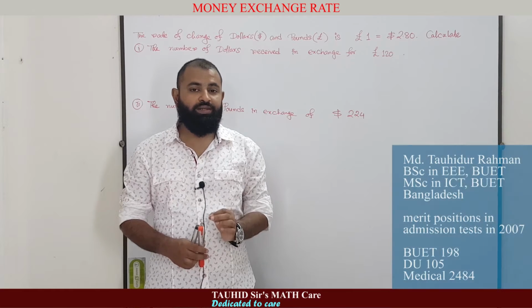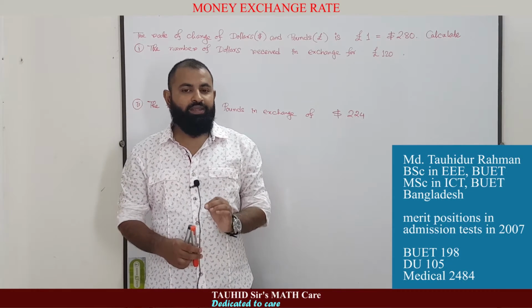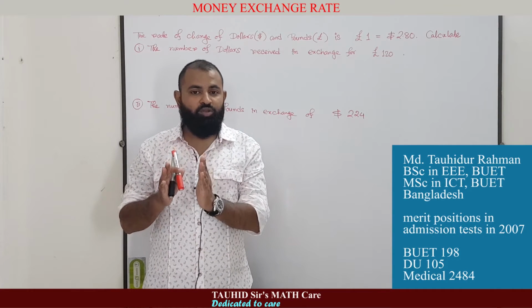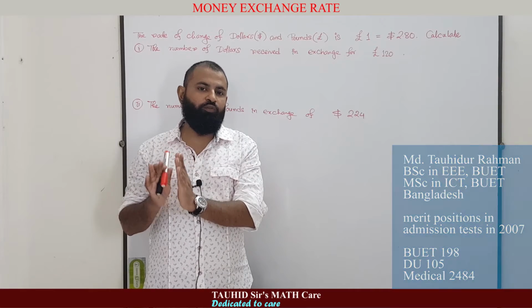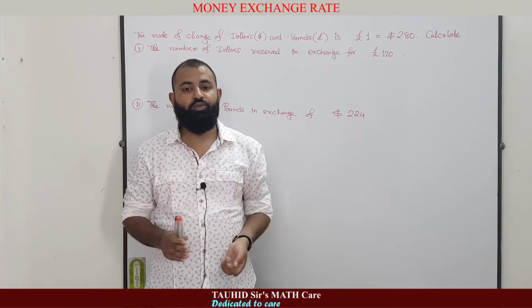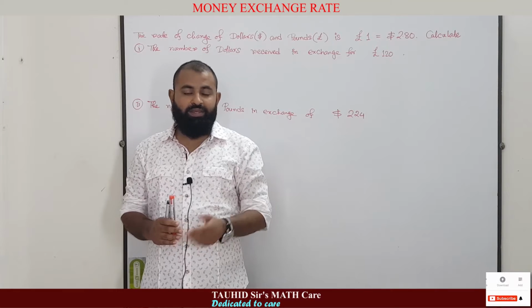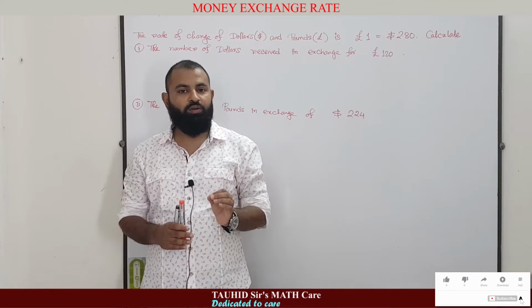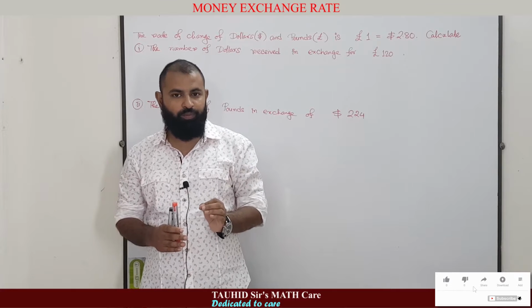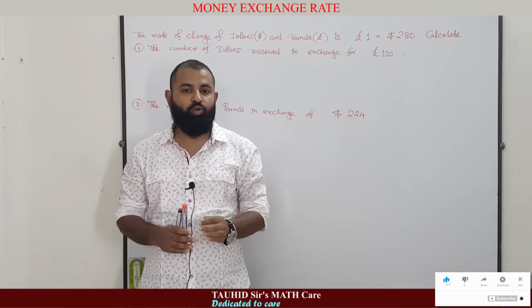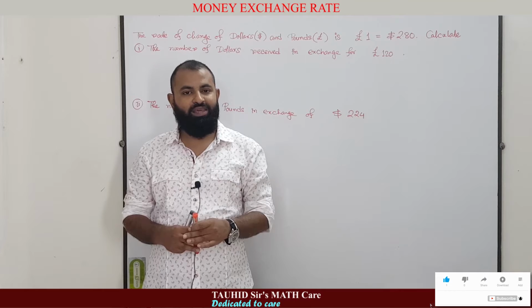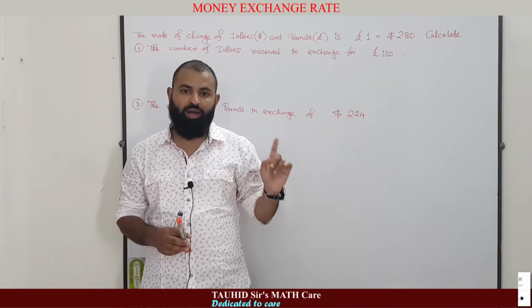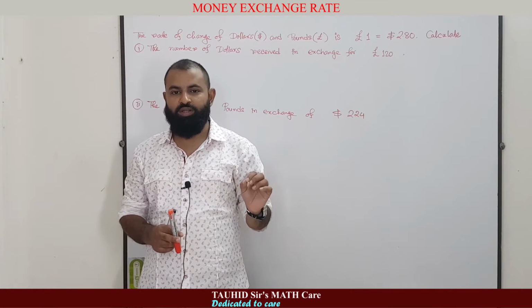This video will teach you about foreign exchange rate, the comparison between two currencies of two different countries. Here you see an example written on the board. This example discusses the relationship between US dollar and pound. The exchange rate between US dollar and pound given in this example is 1 pound equal to $2.8.